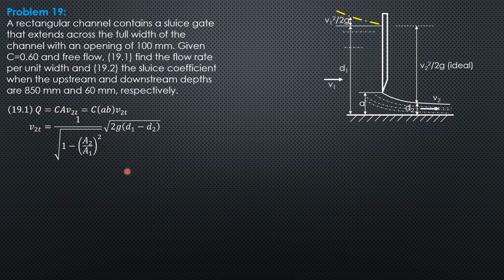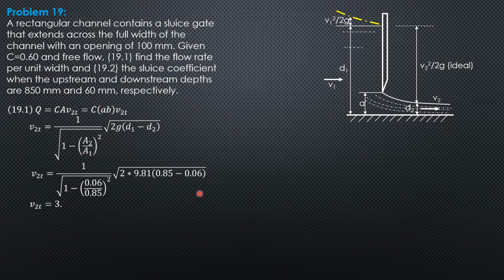So area 2, as I said, is just depth 2 because the width perpendicular to the board is 1. This is a rectangular channel. And area 1 is just depth 1. So substitute 1 over square root of 1 minus quantity 0.06 over 0.85 quantity square, times square root of 2 times 9.81, 0.85 minus 0.06. So depth 1 is 850 mm or 0.85 meter. Depth 2 is 60 mm or 0.06.